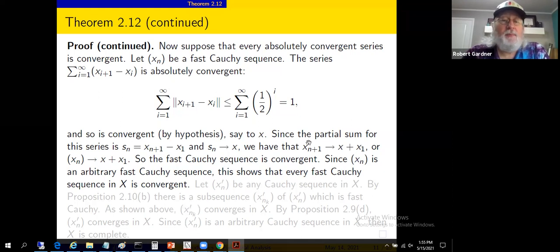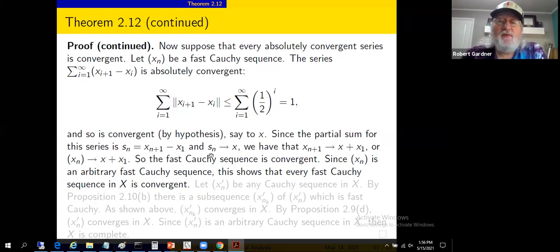That means the partial sums for that series, of course, we'd add up from i equals 1 to n. What we've got here is really a little telescoping situation where we'll be left with the last term minus the first term. We stop at index n, we'll be left with x sub n plus 1 minus x sub 1, all the intermediate terms canceling out. It's telescoping. So the partial sum S sub n for this series is x sub n plus 1 minus x sub 1.